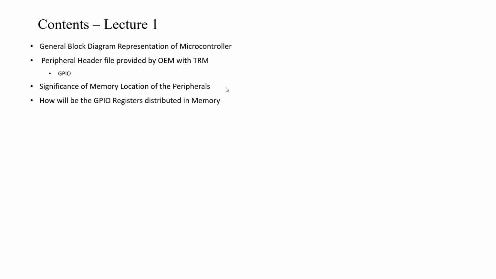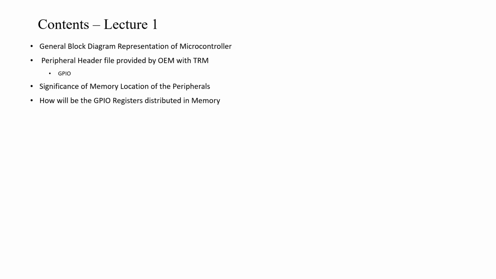The topic we cover today is the general block diagram representation of the microcontroller, and the peripheral header file provided by an OEM. Normally we have seen the peripheral header files of different peripherals like GPIO, ADC, PWM, CAN. The header files will be provided by the OEM. We will take GPIO, and try to understand some very important information which will be very exciting and very useful.